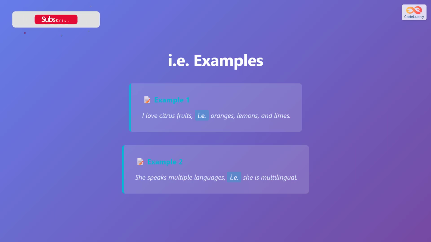Here are two examples of how to use i.e. First example: I love citrus fruits, that is, oranges, lemons, and limes. Notice how i.e. introduces a clarification of what citrus fruits are. Second example: she speaks multiple languages, that is, she is multilingual. Again, i.e. restates the previous idea in different words.